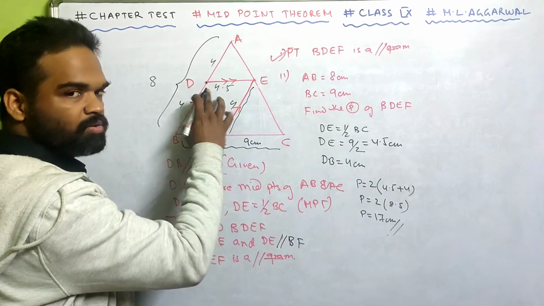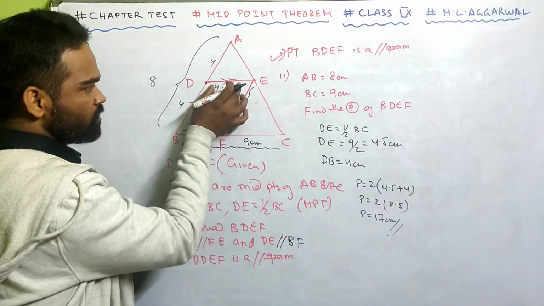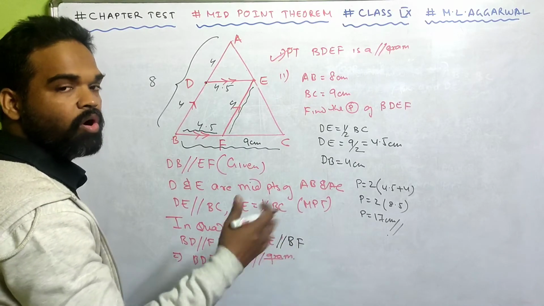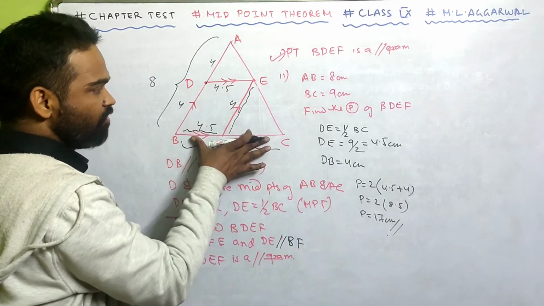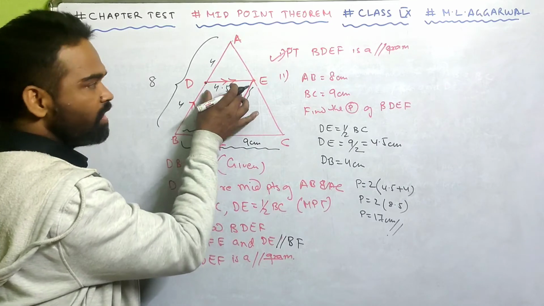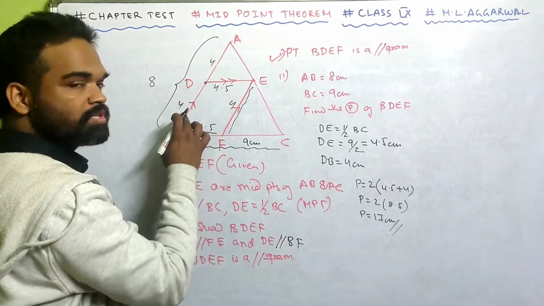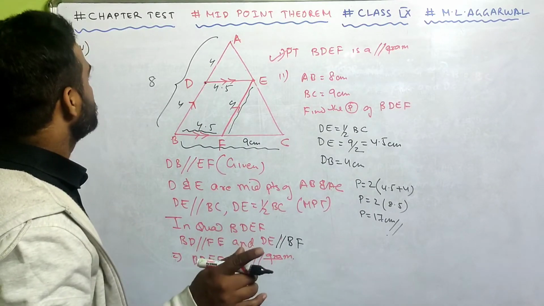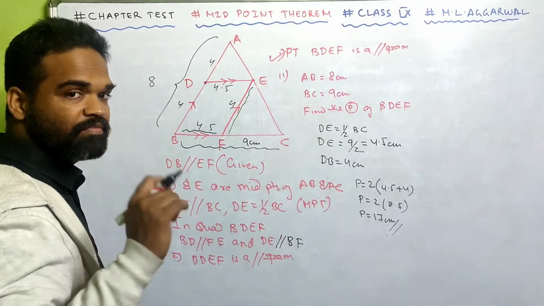See, this was parallel to this, already given. These two are midpoints, so this becomes parallel to this. So it's a parallelogram. Done. Opposite sides are equal. This is half of BC, half of 9, 4.5. This is the midpoint, so this is 4, this is 4. Then just add it. Done. Very easy. Now let us look at number 5.